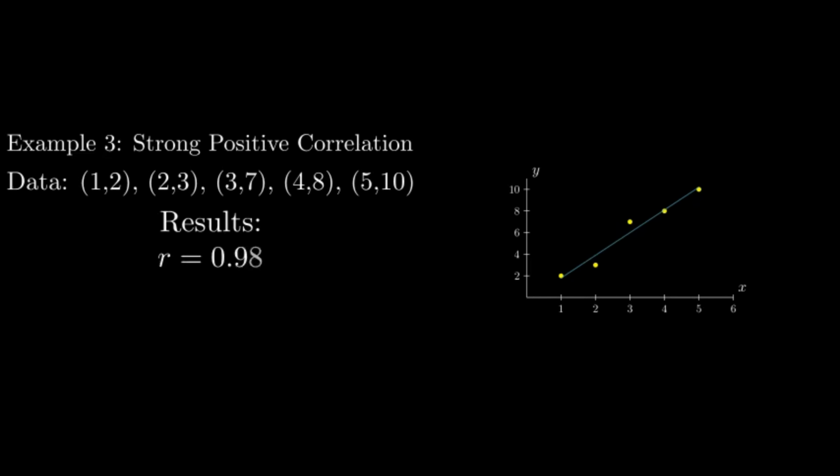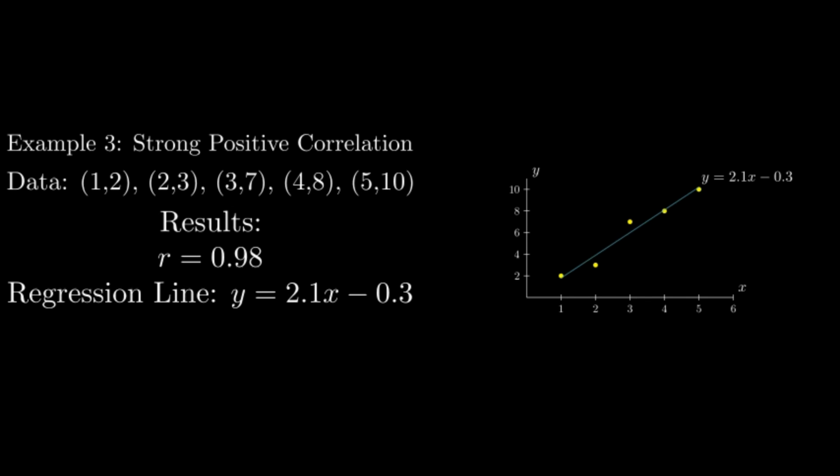For this data, the R value is 0.98. It's very close to 1, so we call this a strong positive correlation. The regression line y equals 2.1x minus 0.3 represents the best possible fit, even though it doesn't hit every point.